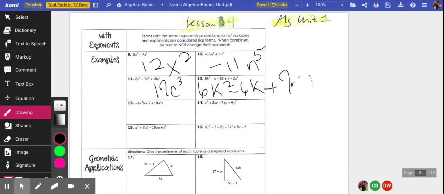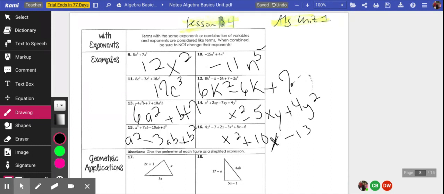Okay, on these we have a squared b, a squared b. So those two would be like terms. Here we have xy. And if this one was yx, those are still like terms if they try to trick you like that. And then you have an x squared and a y squared, so those aren't like terms. So you got to look at the letters really carefully and the exponents. So I'm going to go ahead and pause it, and then you pause, do it, and then check it.